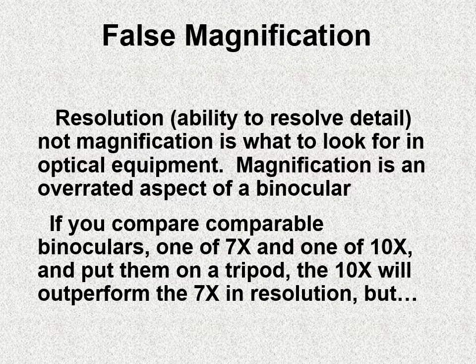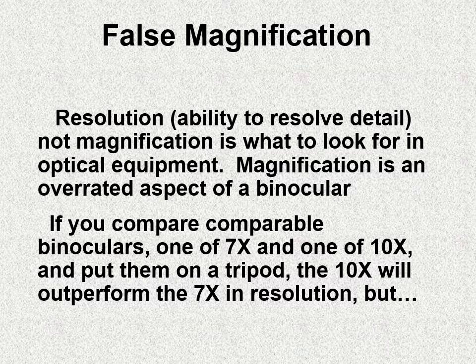And that leads to false magnification. As I indicated, that resolution, the ability to resolve details, is important, not magnification, in optical equipment, because if you blew up something that was fuzzy, it's not going to get clearer. So it's an overrated aspect of a binocular. If you compared comparable binoculars, everything the same, except one is 7 power and one is 10 power, and put them on a tripod so there's no vibration, certainly the 10 power binocular will outperform the 7 power in resolution.